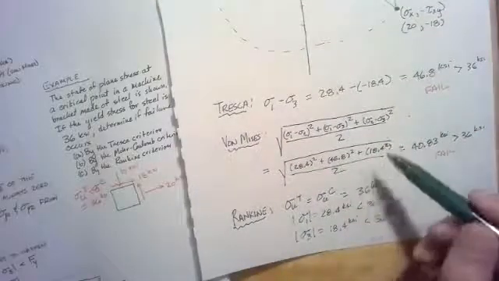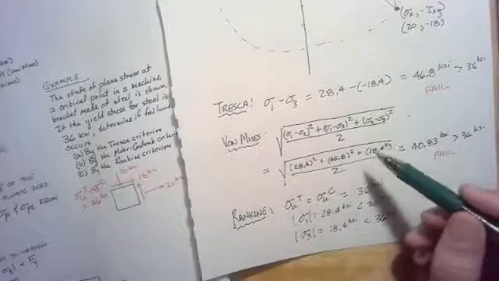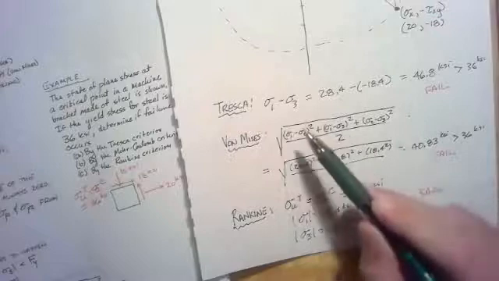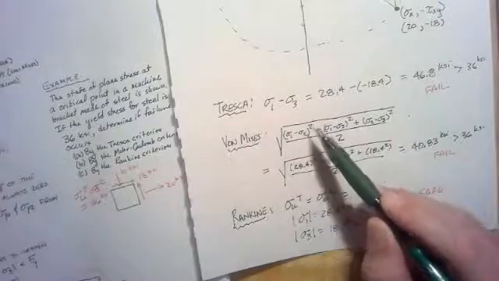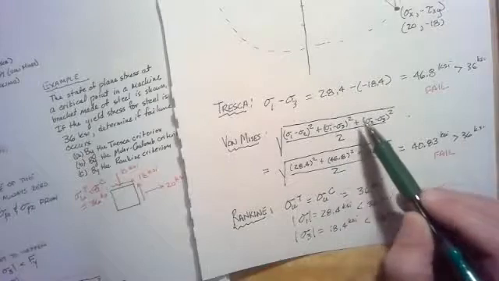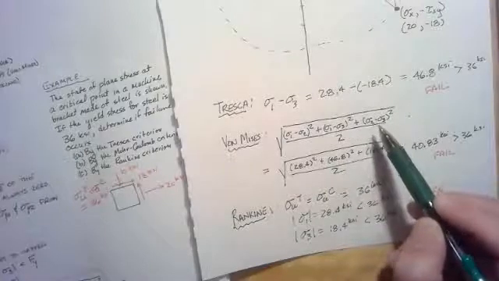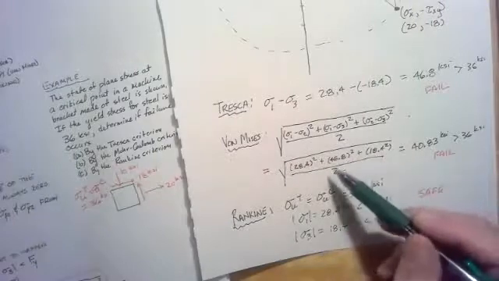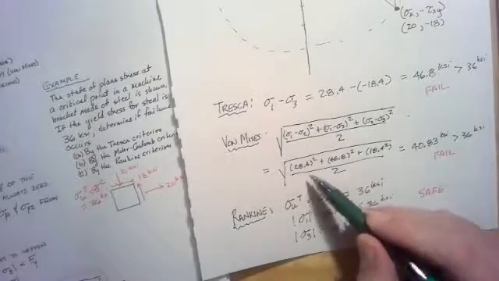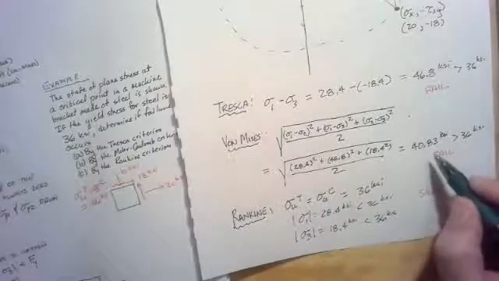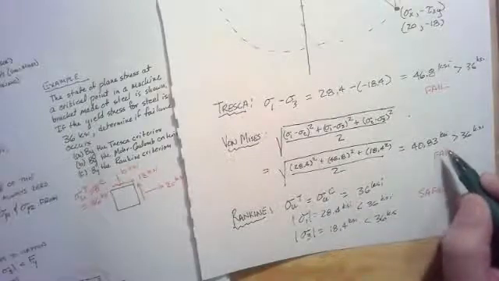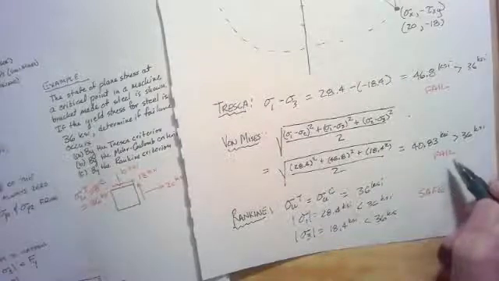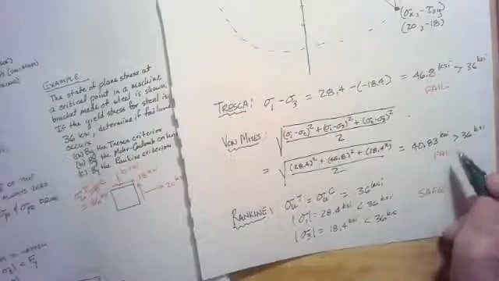So von Mises, if I check that criterion, I'd want to calculate the von Mises stress as the square root of sigma 1 minus sigma 2 quantity squared plus sigma 1 minus sigma 3 quantity squared plus sigma 2 minus sigma 3 quantity squared, all divided by 2. So when I plug in the numbers, I end up with a stress of 40.83 KSI, which is greater than 36 KSI, so that is also a failure.